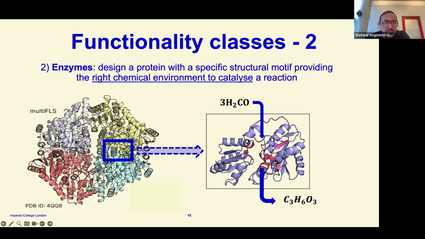So the example I'm putting here, and we see it later as well, this protein is formolase. And then in this region, what happens is that 3 molecules of formaldehyde would come into this region, a reaction occurs, and you get a product that is different from the original one. In this case, it's just like an isomeric reaction.